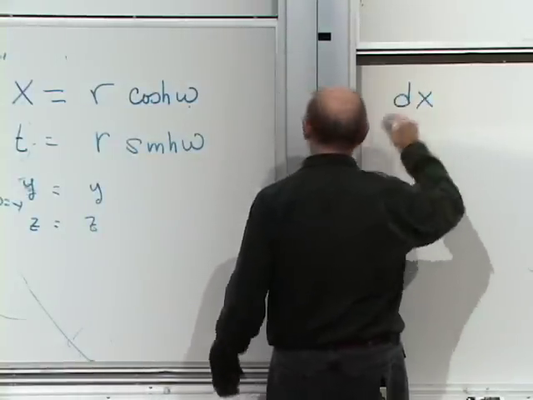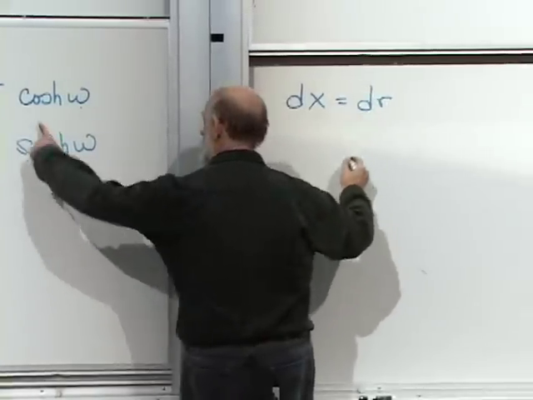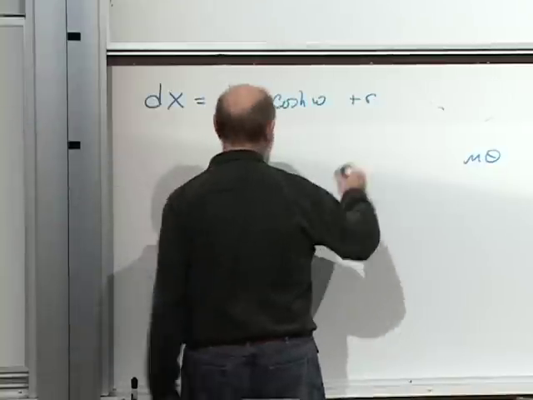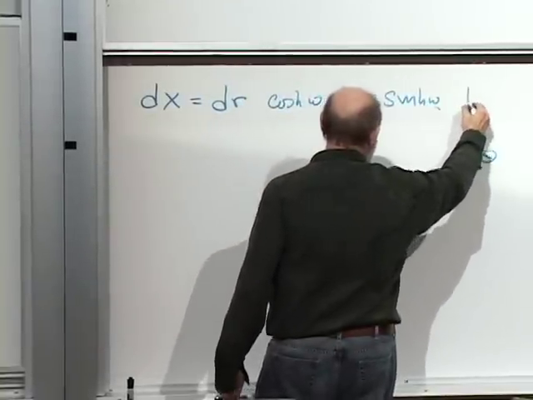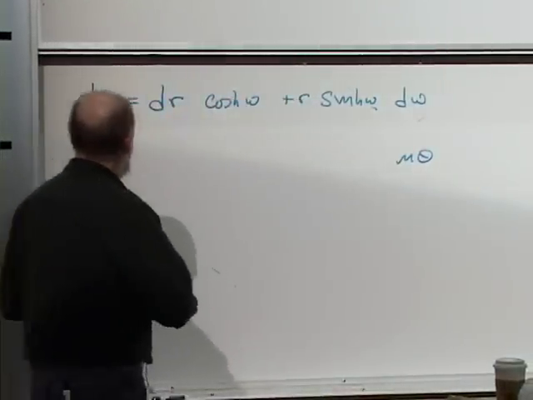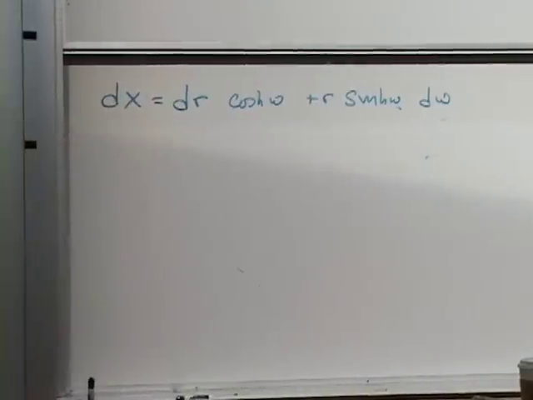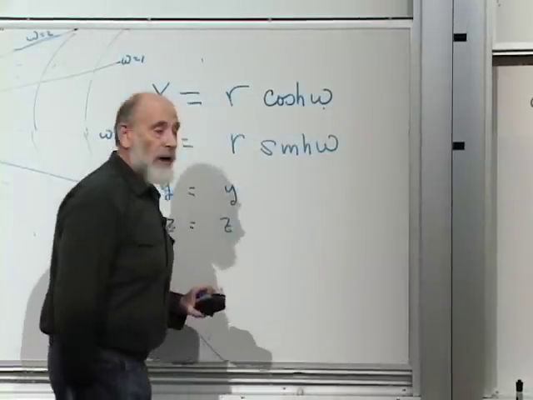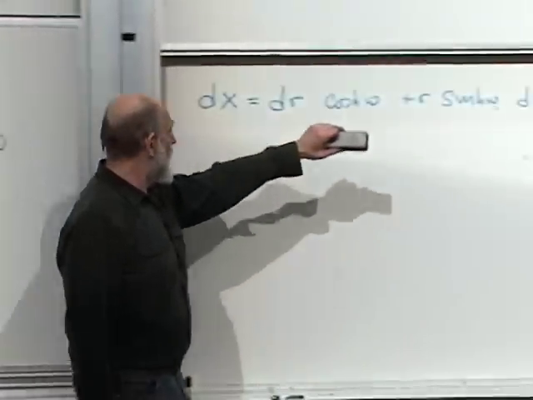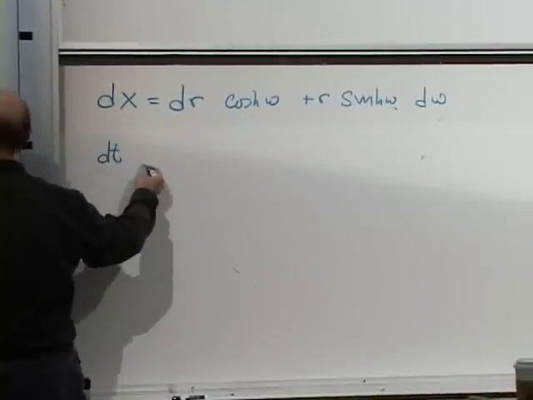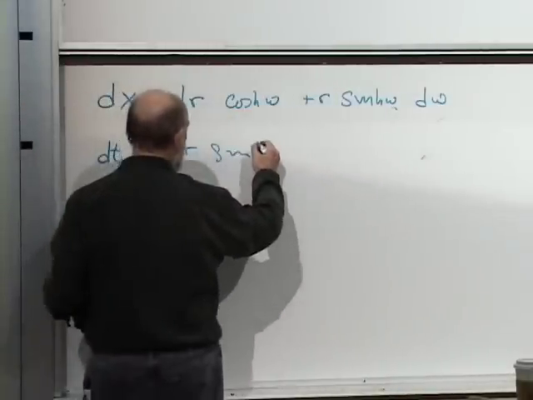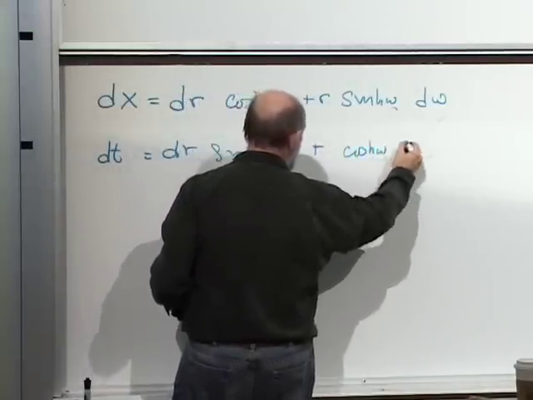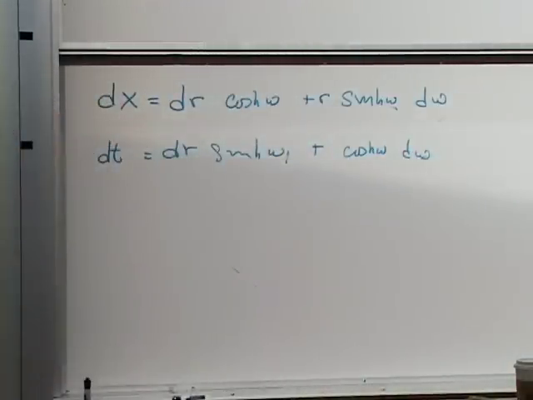What is dx? dx is equal to dr times cosh omega plus r times the derivative of cosh omega, which is sinh omega, times d omega. All I've done here was write that the differential of a product is the differential of the first factor times the second, plus the second factor times the differential of the first, and the differential of cosh omega is sinh omega d omega. What about dt? dt is equal to dr sinh omega plus r cosh omega d omega. I've used the fact that the differential of sinh omega is cosh omega.